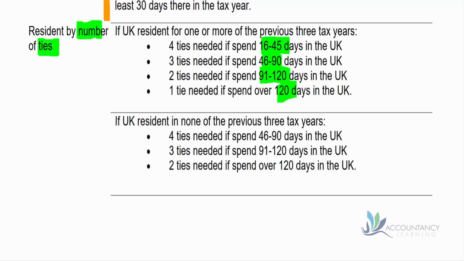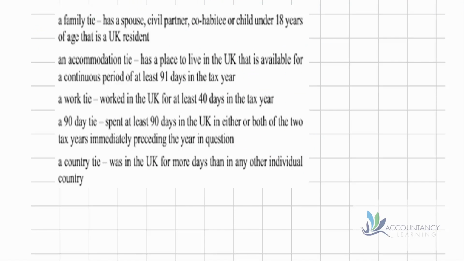However, what's not included in the reference materials are all the different ties. So that's something that you need to remember for the exam. So let's use this opportunity to remind ourselves of these as well. So there may be a family tie. So this is where we might have a spouse or a civil partner, cohabitee, or a child under 18 that is a UK resident. There may be an accommodation tie. So we have a place to live in the UK that's available for a continuous period of at least 91 days in the tax year.